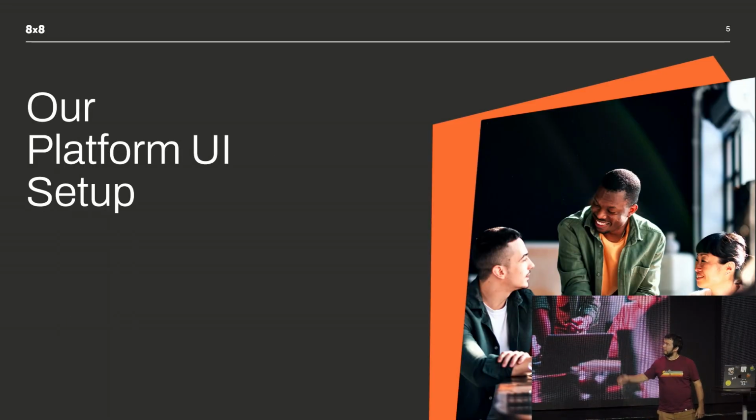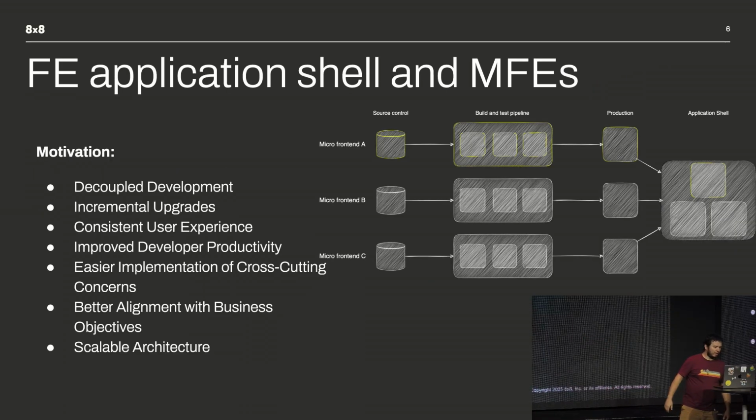Let's discuss platform UI at 8x8, where I'm working. What do we have here? We have a front-end application shell and the micro front-end architecture. The micro front-end allows different teams to work on different parts of the application individually and independently. They can release their tasks and their progress individually, and the unified shell serves as a common layer that ties together these pieces, ensuring the entire functionality as a whole.